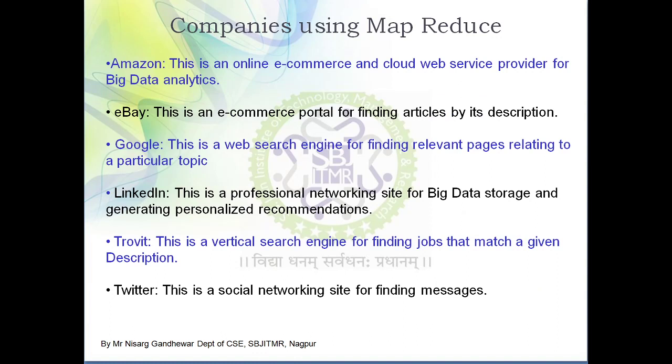Now the next one is, what are the different companies who are using this MapReduce concept? Amazon, an e-commerce website, is using MapReduce for analytics and processing purposes. Again, eBay, another e-commerce company, is using it for finding articles by description. The Google search engine uses it for finding the relevant pages related to a particular topic.